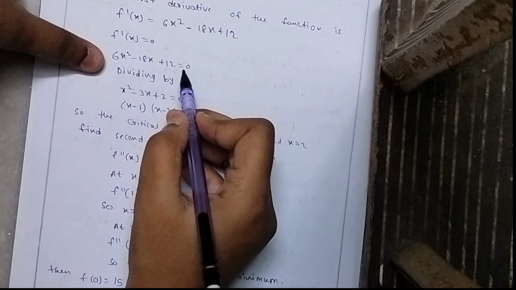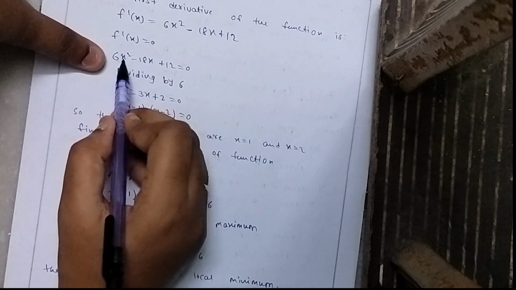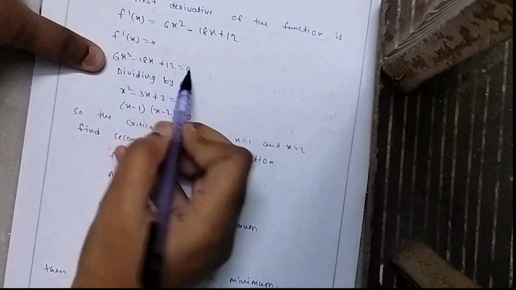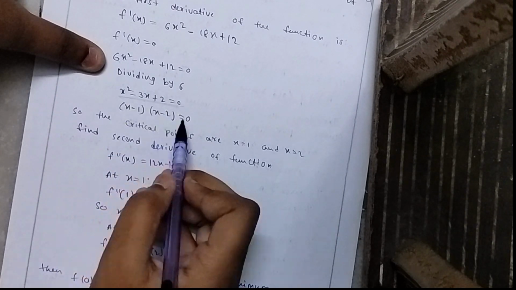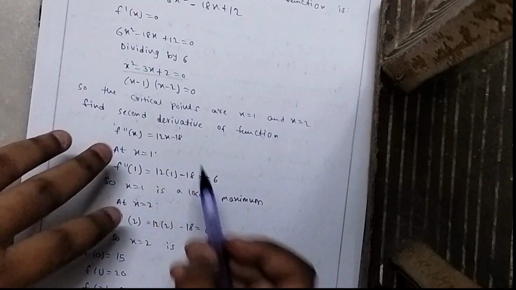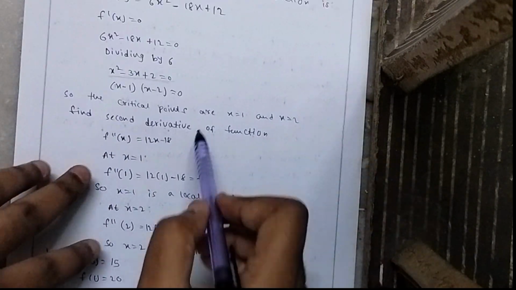So equating this to 0, and now dividing this equation by 6, x square minus 3x plus 2 equals 0. So expanding this equation, x minus 1 into x minus 2 equals 0. So here the values are x equals 1 and x equals 2. These are the critical points.